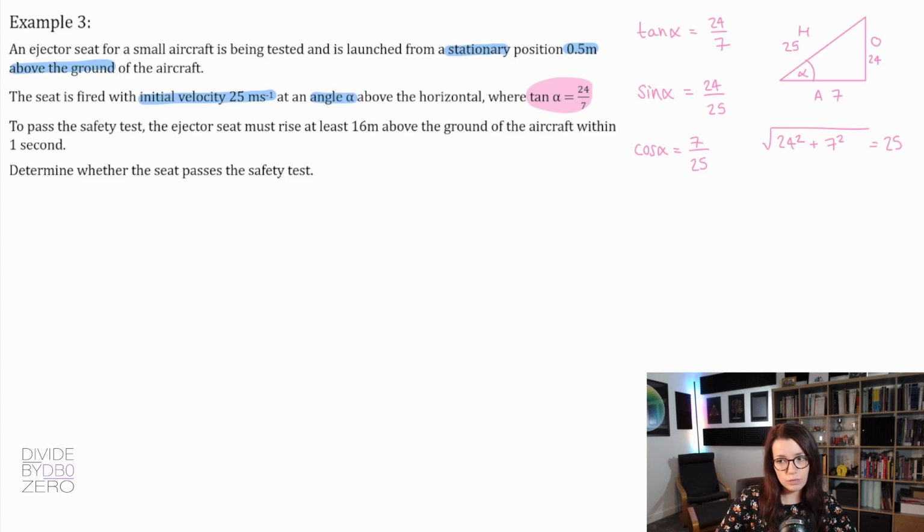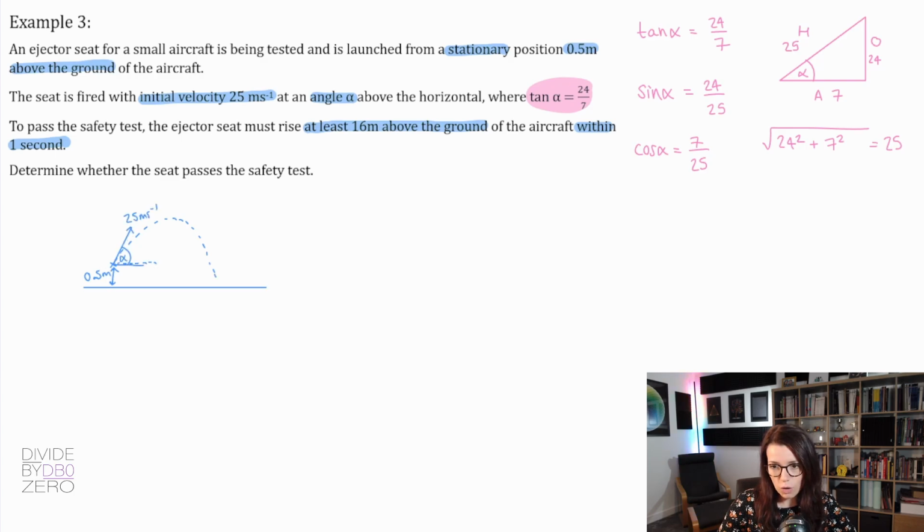We want the seat to rise at least 16 meters above the ground within 1 second. So in terms of a diagram, if this is the floor of the aircraft, the seat is being launched a little bit above the ground, so 0.5 meters here, and then it will be a projectile from there. Initial velocity 25, angle alpha.